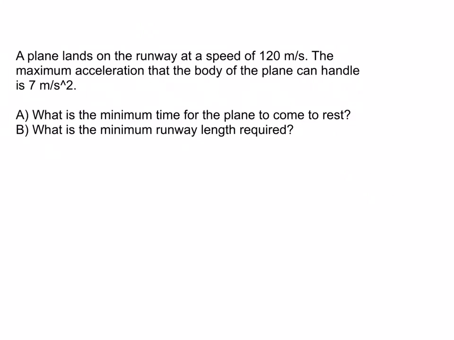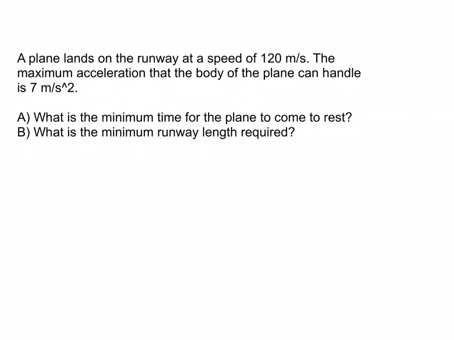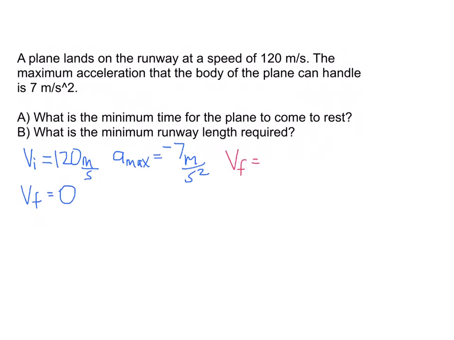So the first thing we want to look at is, what are the givens? We have the initial velocity. V initial is equal to 120 meters per second. We want the final velocity to be equal to 0 because we want the plane to stop. And we have this maximum acceleration. In this case, it is minus 7 meters per second squared because the plane is stopping. So the formula that we know of is V final is equal to V initial plus acceleration times time.